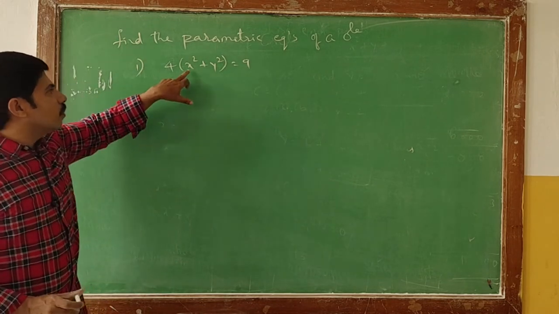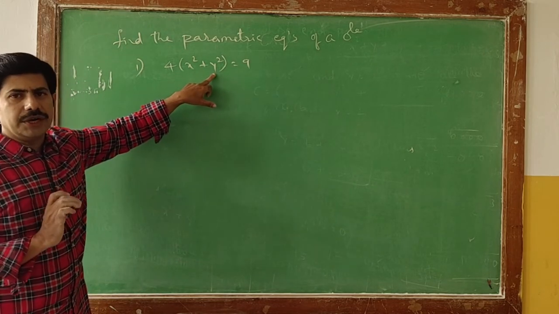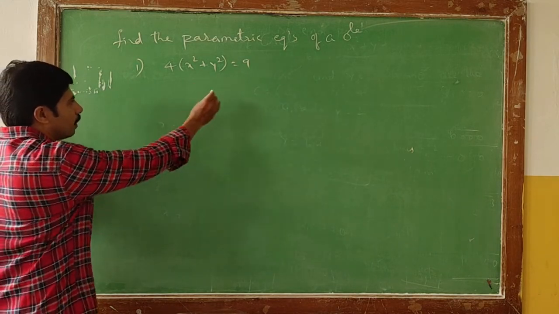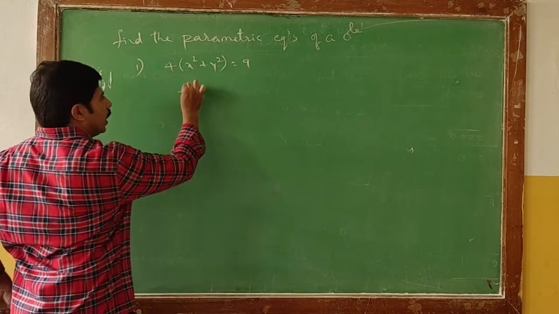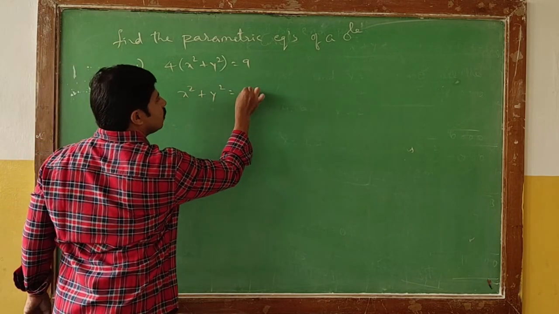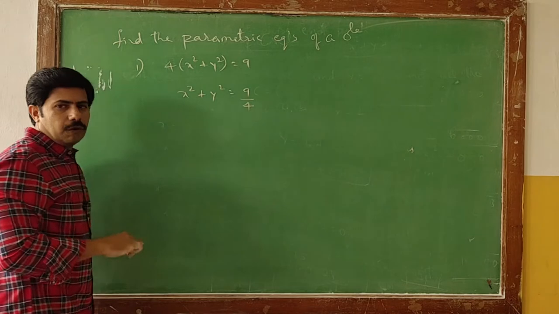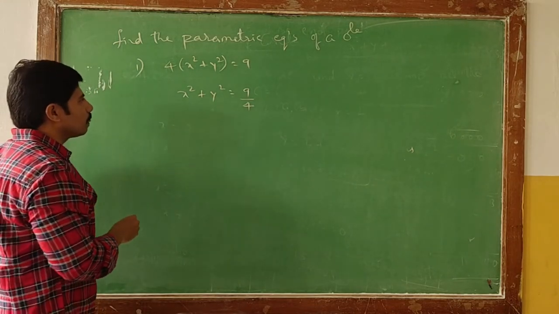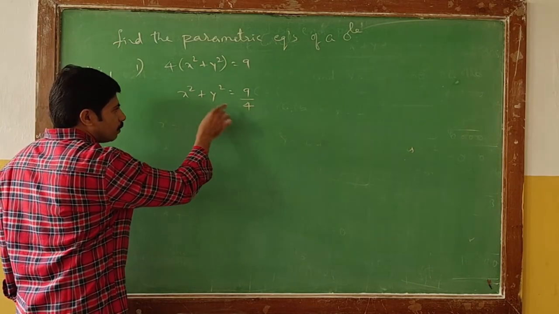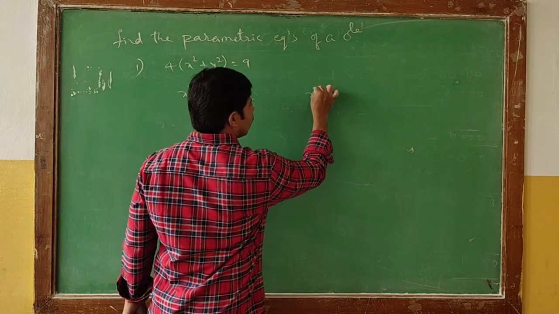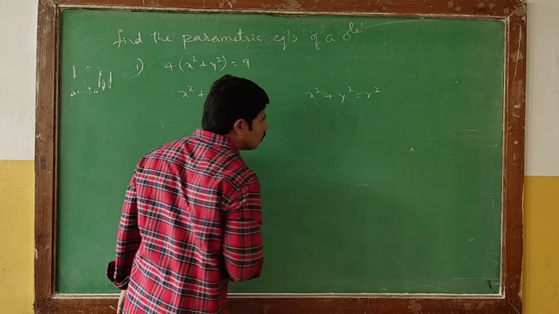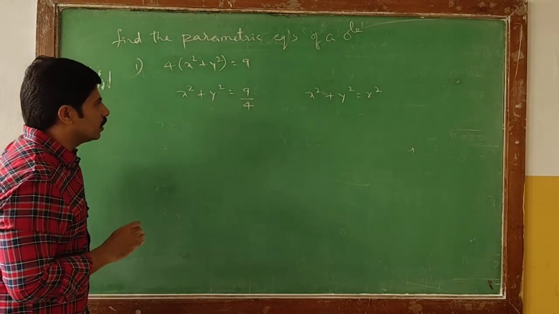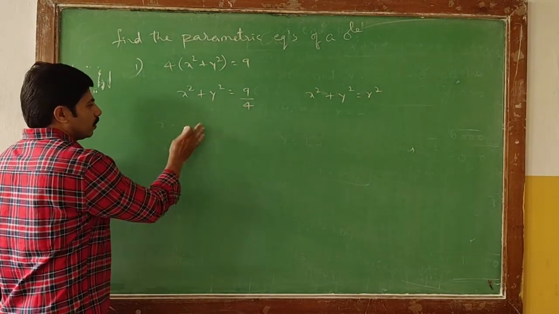Now, always the coefficient of x square and y square must be unity. To make this unity, I have to divide by 4. Important. So, x square plus y square is equal to 9 by 4. Now, this x square plus y square is equal to 9 by 4, we compare with the equation x square plus y square is equal to r square.